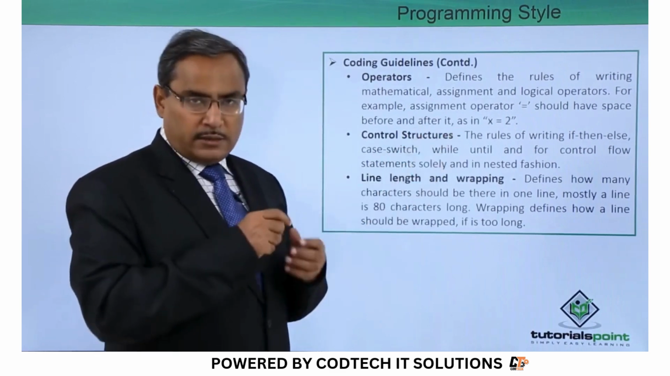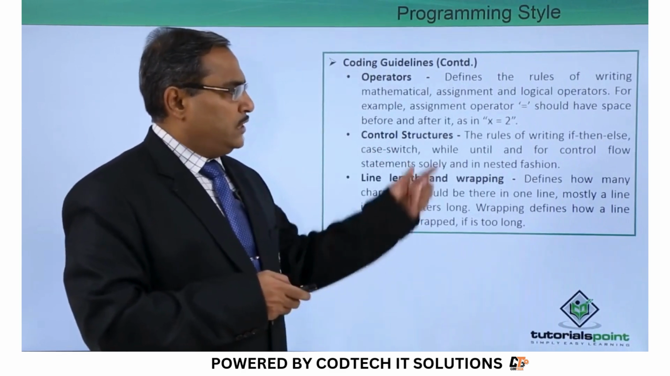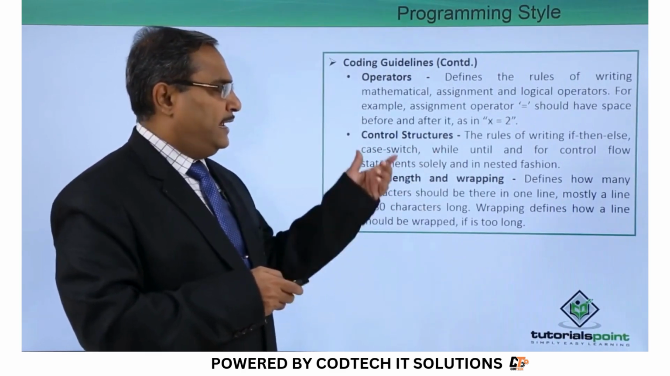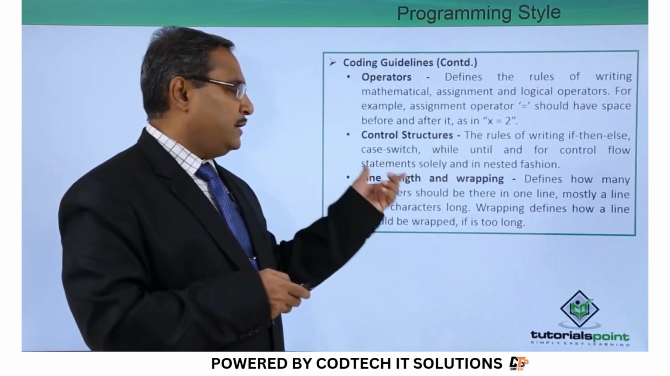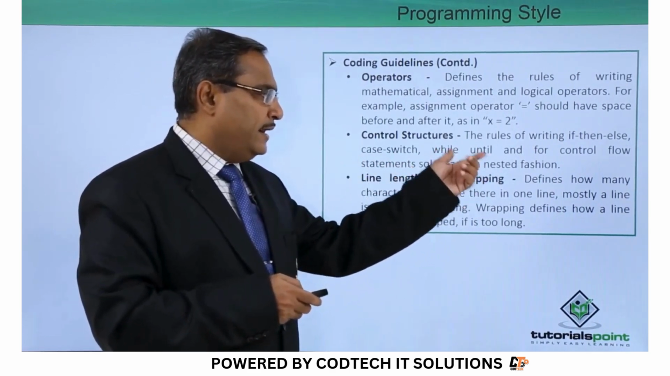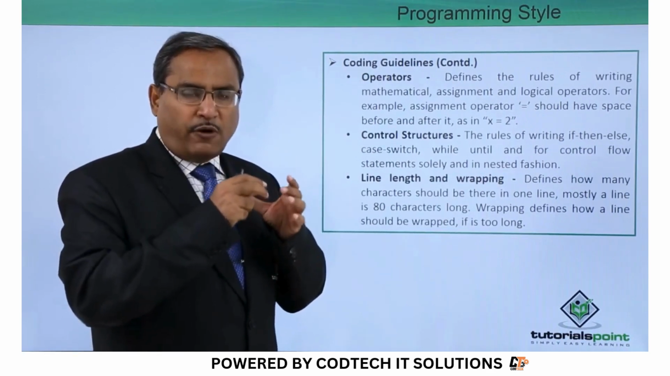In this way the statements we are writing this one. Next one is the control structure. The rules of writing if then else, case switch, while, until and for control flow statements solely and in nested fashion. We know how to write, say, nested for loops.